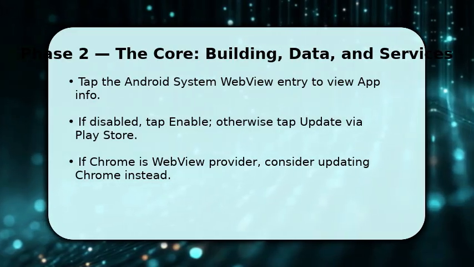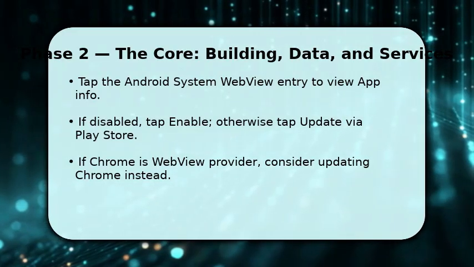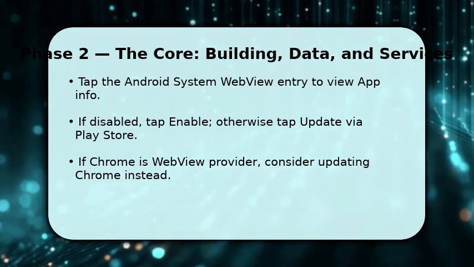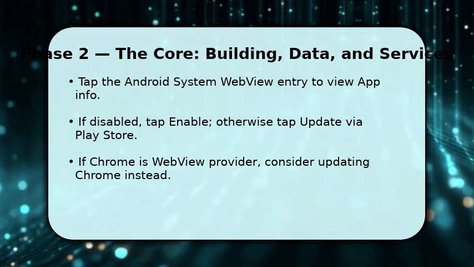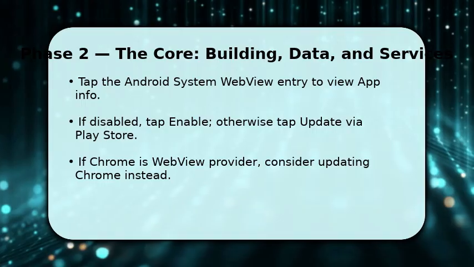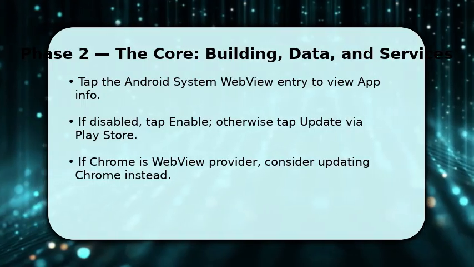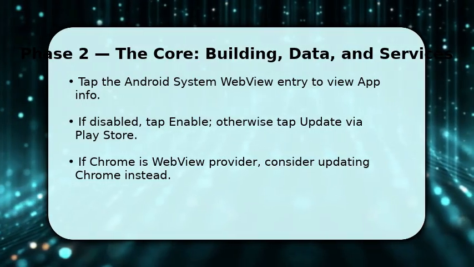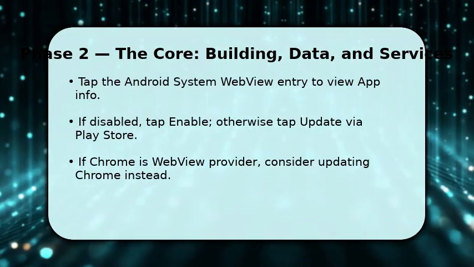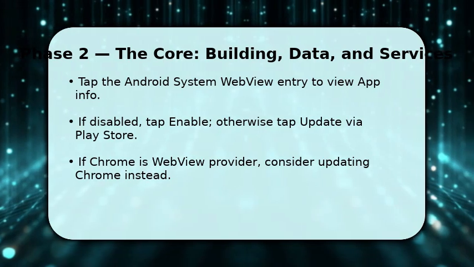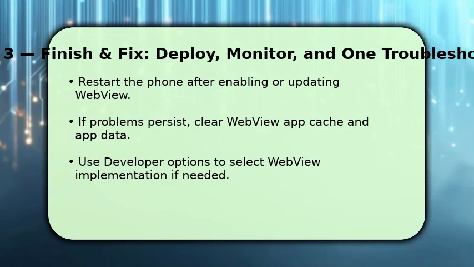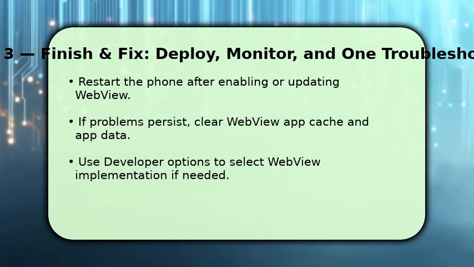If it's enabled but misbehaving, tap Update. This will open Play Store to fetch the latest build, which often resolves crashes. On newer Samsung phones, Chrome can be the active WebView provider. In that case, make sure Chrome is updated too, and set the correct WebView implementation under Developer Options if you need to switch providers. Finish by restarting your Samsung device. A reboot applies changes and clears transient issues.